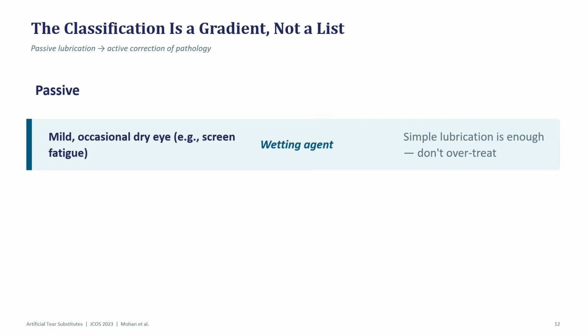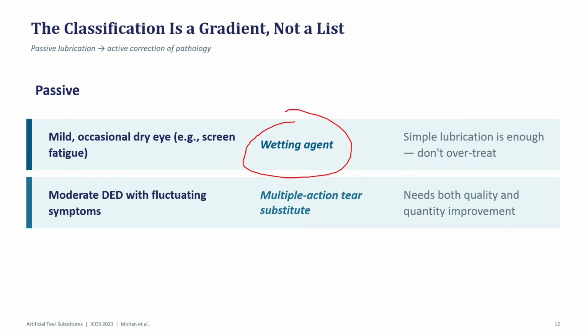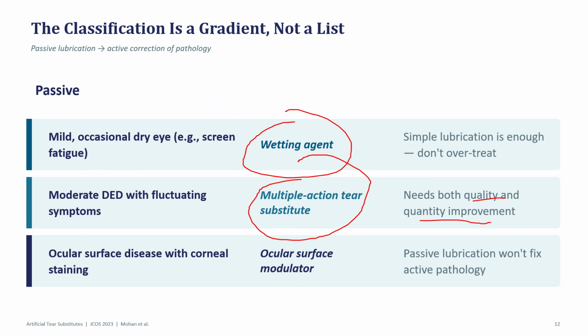So when there is a mild occasional dry eye, you have to use a wetting agent. That simple lubrication is enough. You don't have to overtreat. When there is a moderate dry eye, a multiple action tear substitute which has a role in both quality and quantity improvement will be used. Then you have ocular surface disease with corneal staining. Whenever it is there, passive lubrication will not fix it, so you need ocular surface modulators.